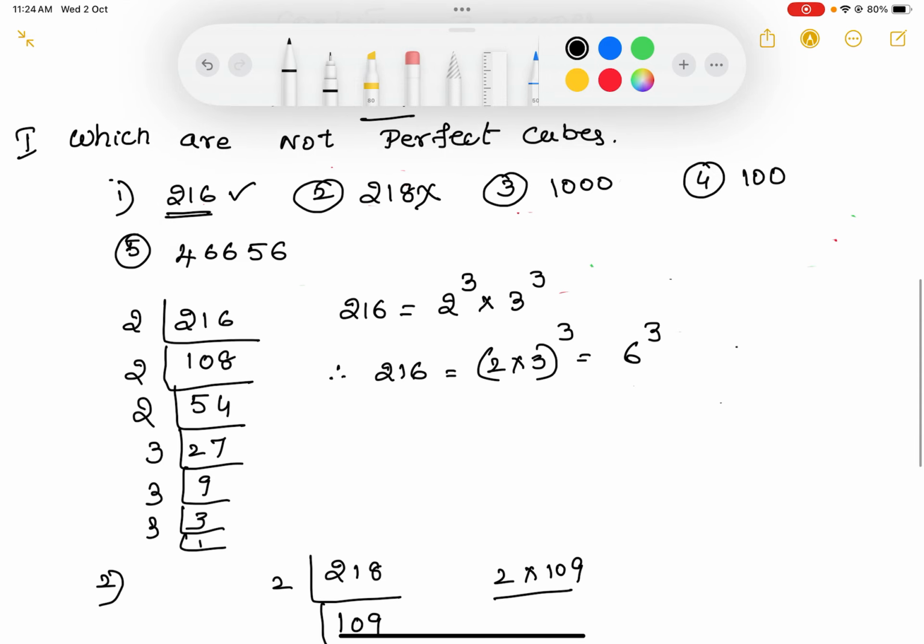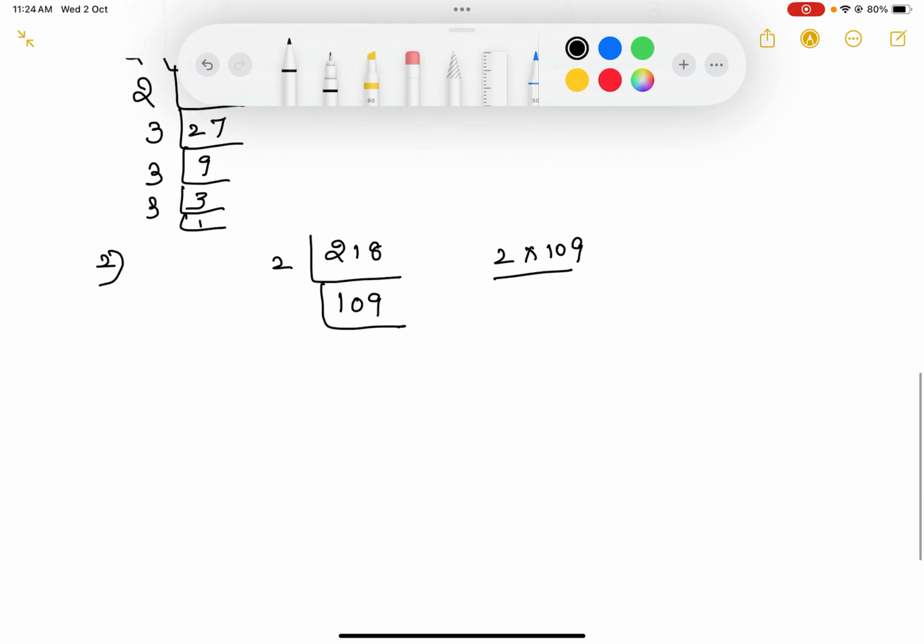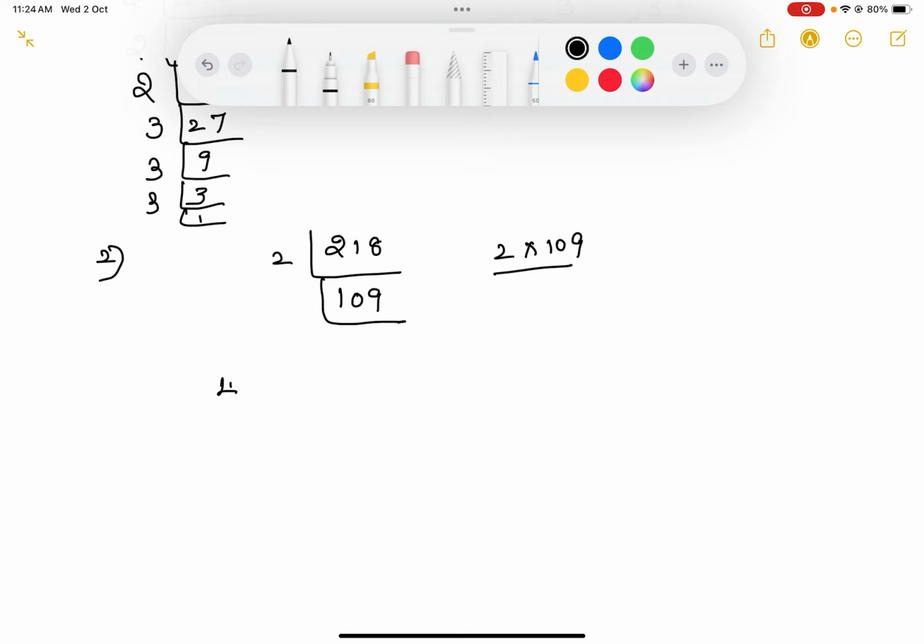It is understood. Now coming to 1000, you can write it as 10 cube and do the prime factorization like this. And what about 100? 100 has only two zeros, so definitely it is not a perfect cube. Now let us see whether 46656 is a perfect cube or not.